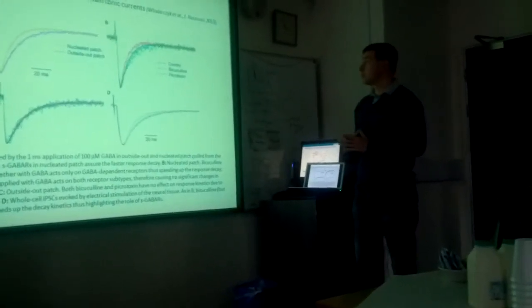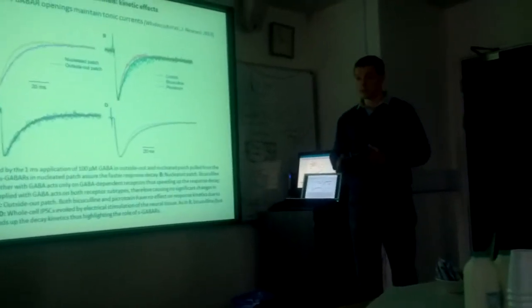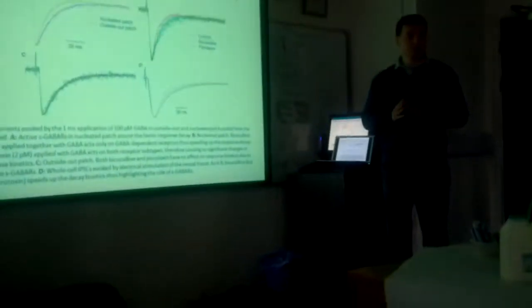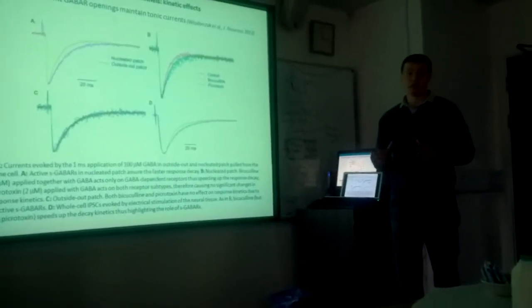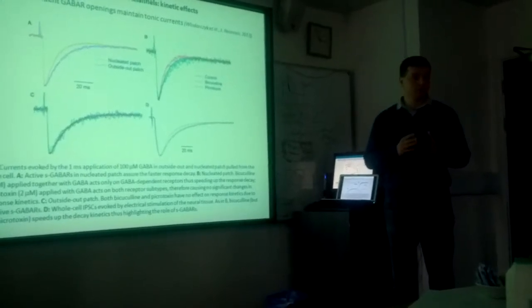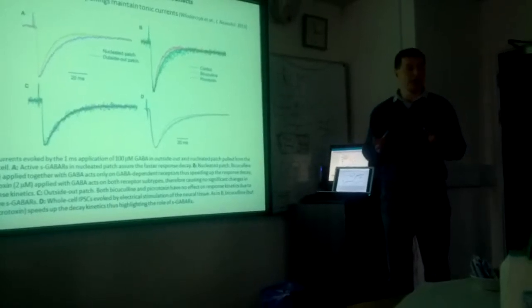So what did we find in that project? We found that in granular cells in hippocampus, there are actually two subtypes of GABA receptors. One subtype is more or less classical, which acts after binding of GABA, and another subtype can open even without GABA binding.